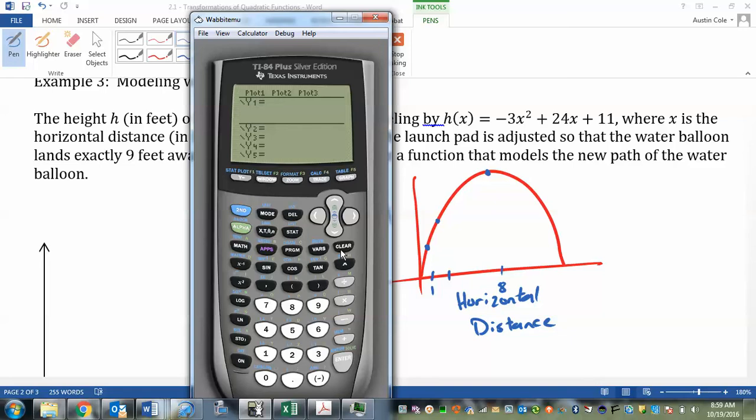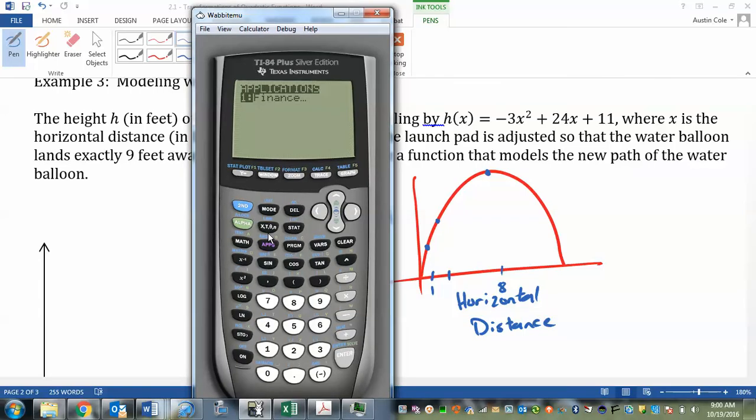I'm going to type in negative 3. Guys, this button right here is our X button where it says X, T, theta. It's got a weird symbol, theta. That is our X button. So type that in, please. You guys are doing this with me. Negative 3x, and then I need to hit the squared button. And then I need to go plus 24x plus 11. Okay, there's my function.